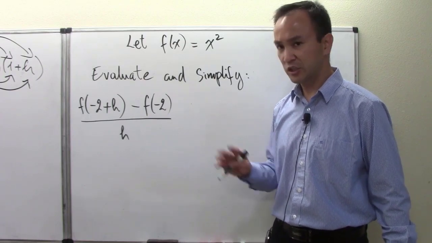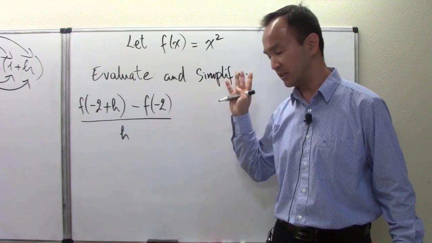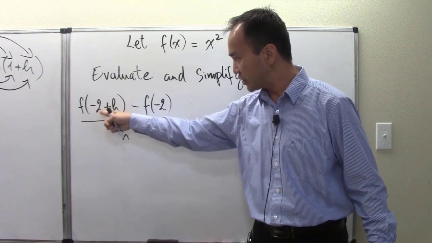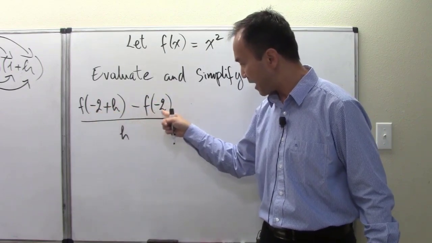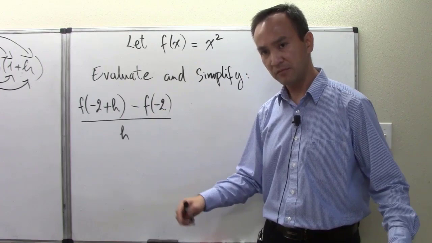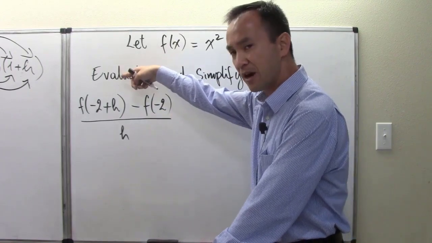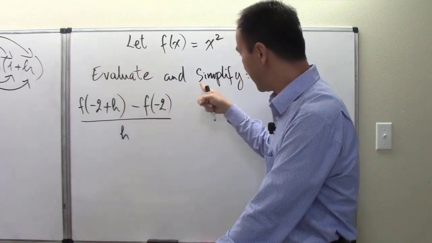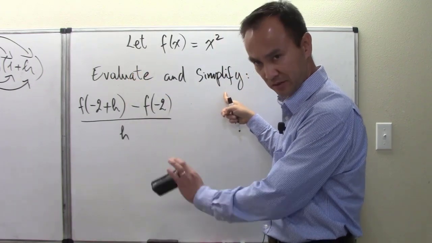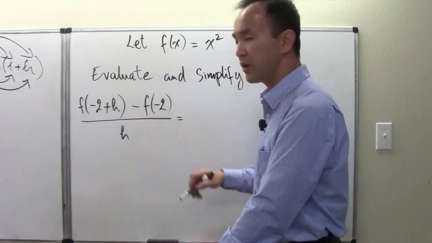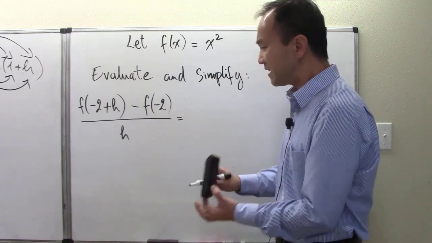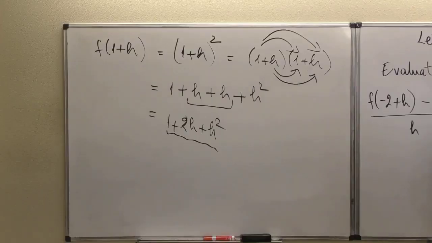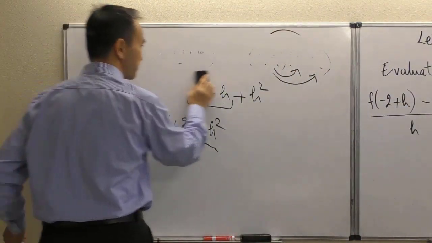For now, let's treat this problem as an entirely brand new problem. Here you go, at start you see f of minus 2 plus h, minus f of minus 2, over h. Okay, let's get the problem done. The problem asks us to evaluate, and once evaluated, simplify it. So let's throw in the evaluation work right here. And one more time, I am going to swing to the other board to work with the evaluation.